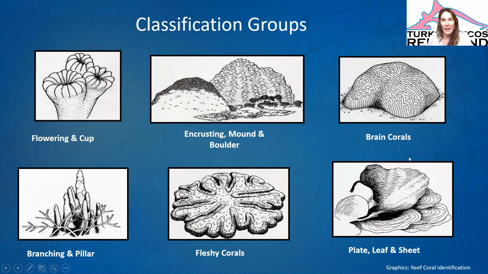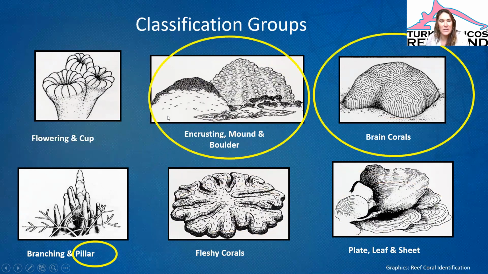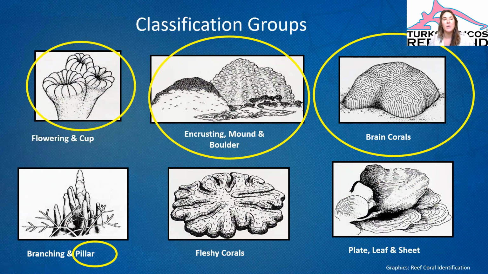Now, in Florida at first, they had just given these 3 classification groups. So not branching, just pillar, encrusting mound and boulder, and brain corals. However, I've also added flowering and cup because one of our species that's highly susceptible and common here, Eusmilia fastigiata, is a flowering cup coral and falls into that classification group.